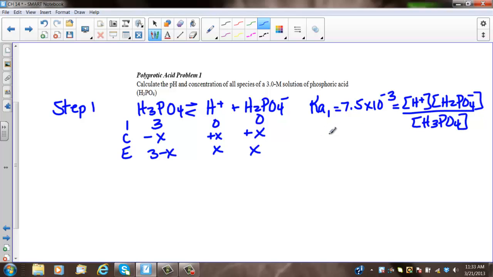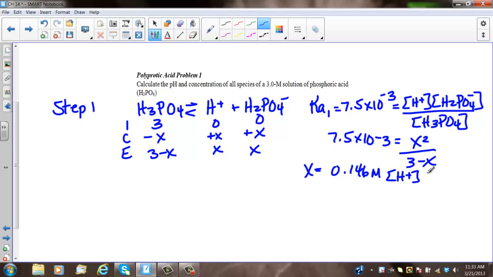So what that gives us is 7.5 times 10 to the minus 3 equals x squared over 3 minus x. So you're going to put that in your solver, and when you solve for x, you're going to get 0.146 molar, which is the concentration of H plus and subsequently the concentration of H2PO4 minus. So we can say that this is approximately 0.15 molar.